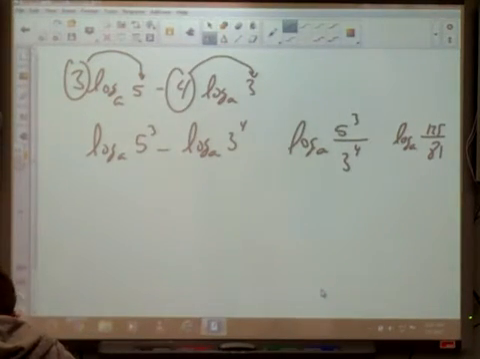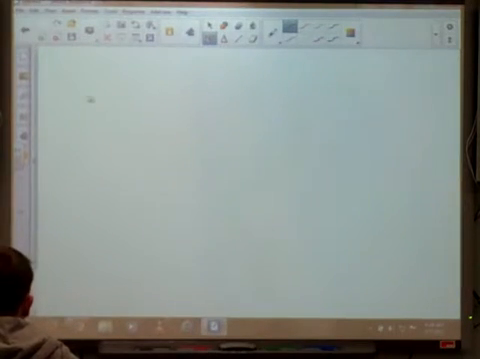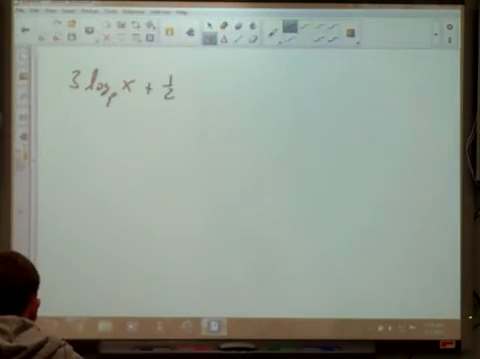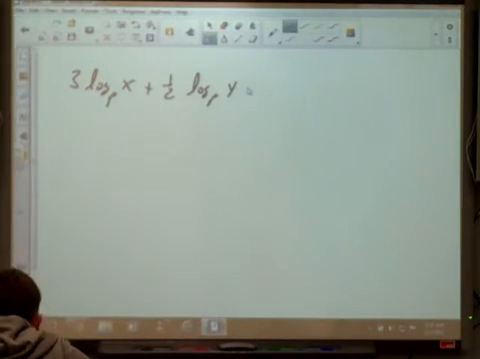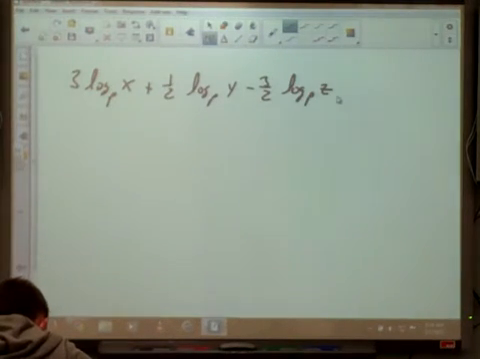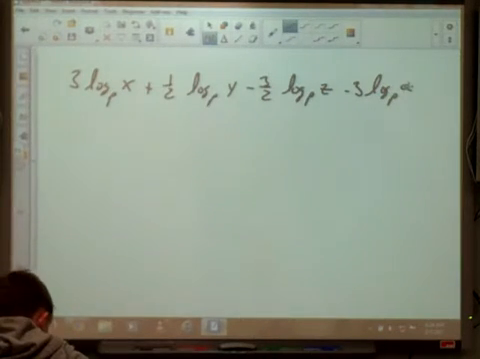Alright, let's try a bigger one of those now. Here I've got 3 log base p of x plus 1/2 log base p of y minus 3/2 log base p of z minus 3 log base p of a. Alright, about the biggest one you can see on this.